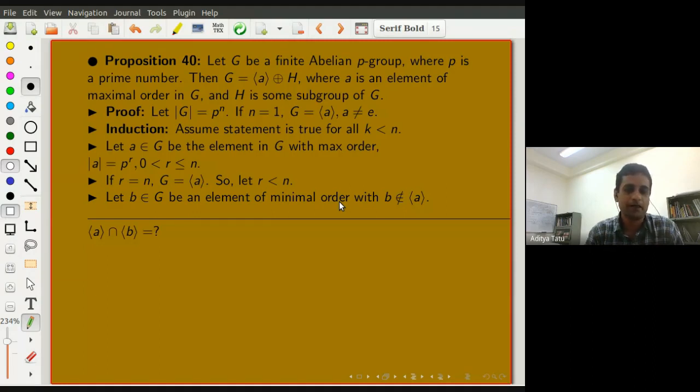Okay? In this week's tutorial, we'll have examples based on this. We'll take groups of certain orders and see what could be the cyclic subgroups into which this group can be divided. Okay, so with that, I'll stop for today and see you guys on Friday.